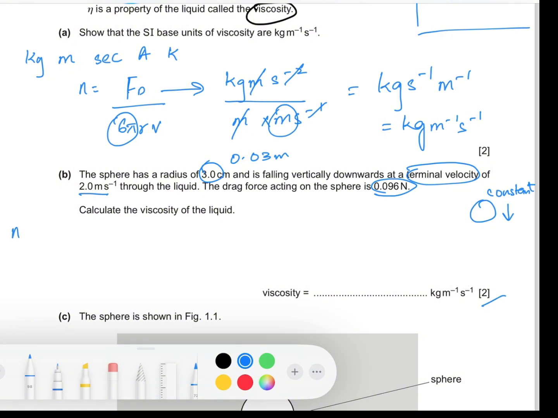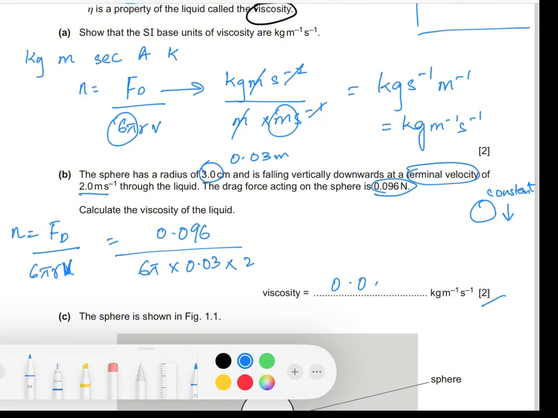And as we said earlier, viscosity is equal to drag force divided by 6 pi radius and velocity, which is 0.096 divided by 6 pi multiplied by radius, which is 0.03 multiplied by 2, and that leads you to 0.085 kg per meter per second.